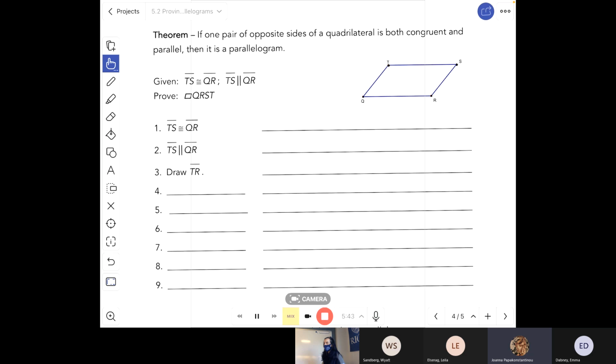Are y'all ready to go over it? Yeah? Okay. So obviously, look at those first two lines. They're just like the last one. They gave us that information. So these two are given, and I like to label it in my picture. TS is congruent to QR. That's the first one. The second one is saying that TS is parallel to QR. They told us the next step was to draw TR. So I'm going to draw TR.